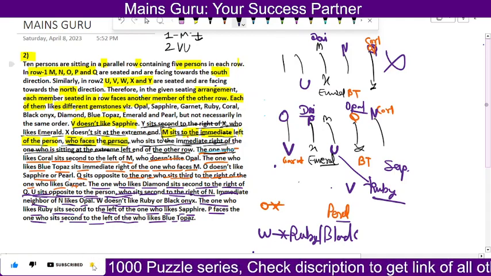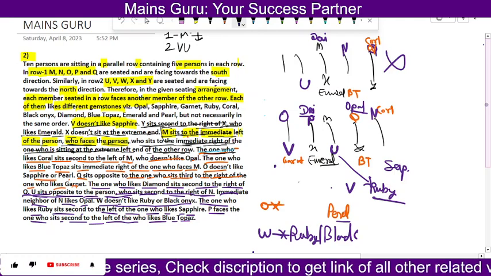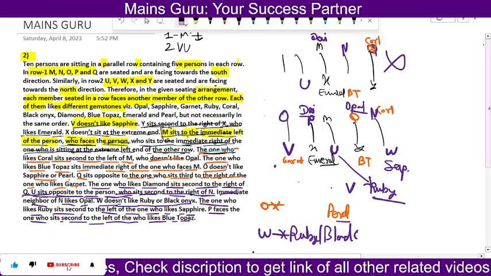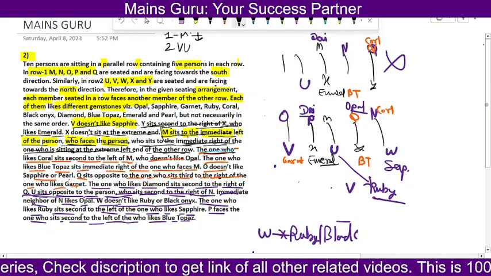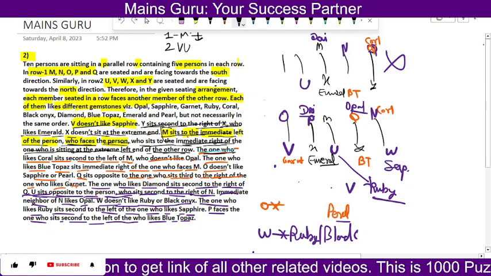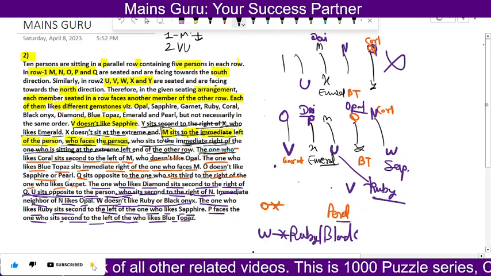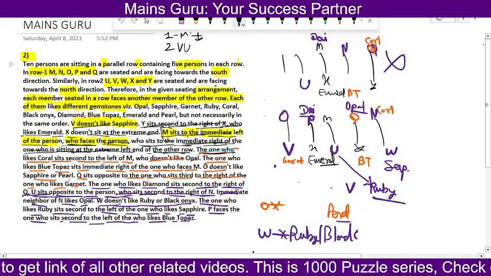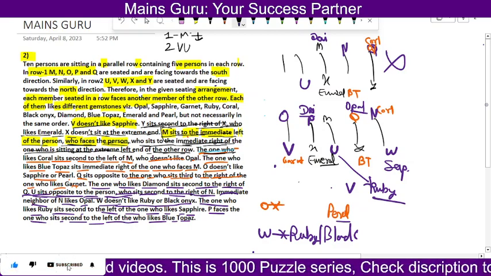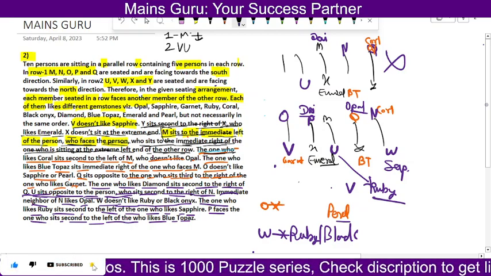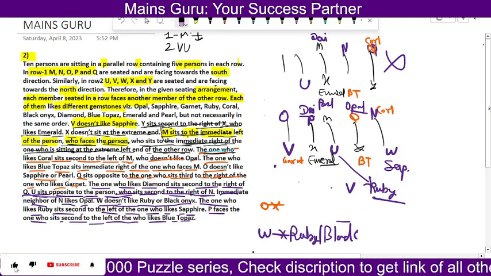Now see what is left: X, Y, U, V, W is left. W will go here. We will erase this now. Wait a minute, what have I erased? O does not like Beryl. O does not like Beryl, so where can Beryl go? Beryl will go here only. So this is done.